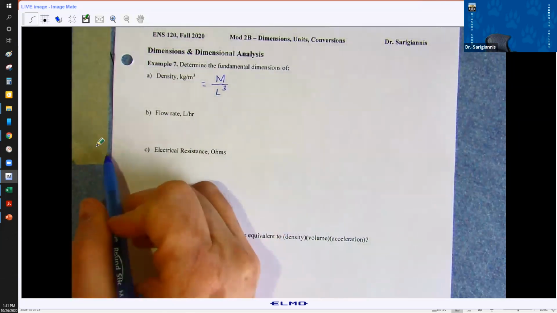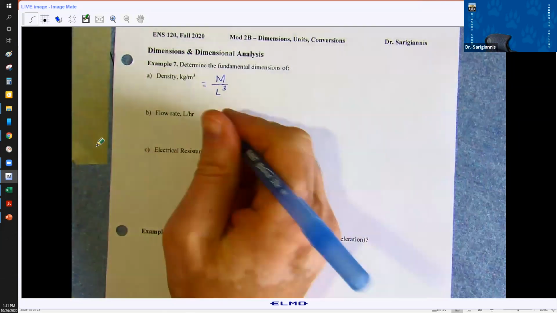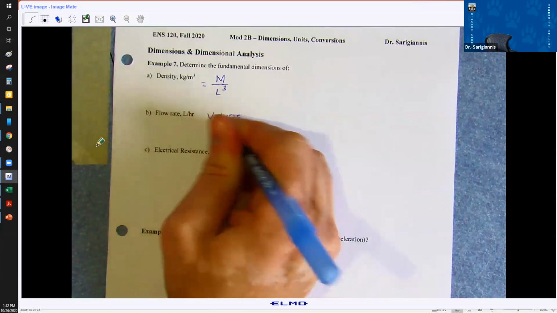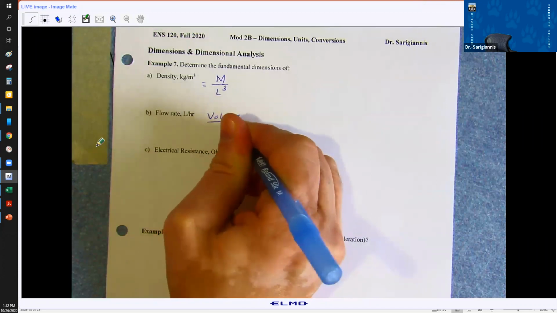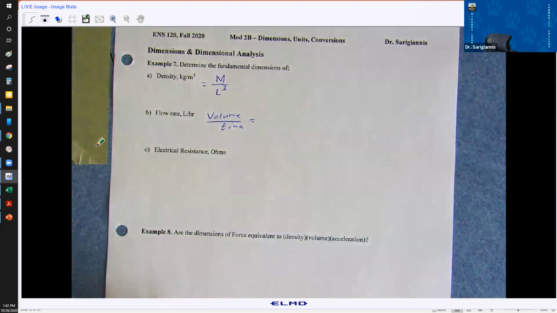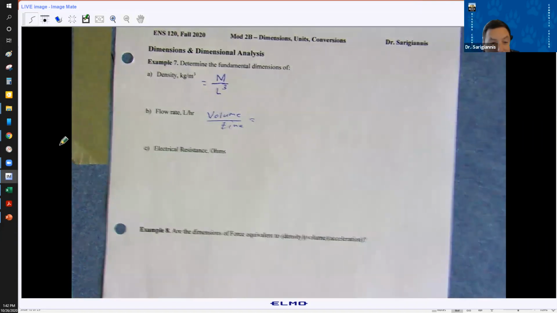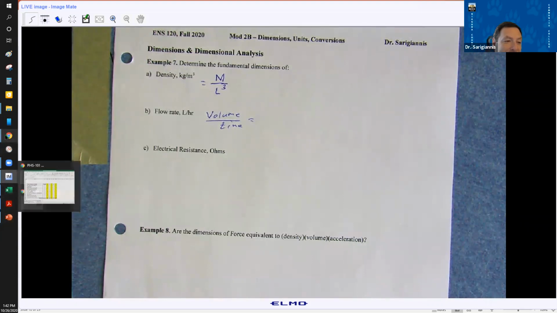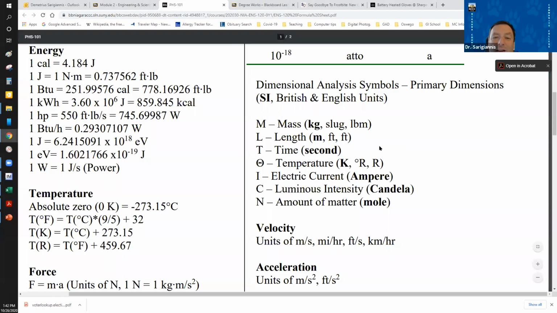Flow rate. In this case, I've got units of liters per hour. Well, liters is a volume, and hours is a time. So our dimensions, let's see. Well, volume doesn't have a dimension, right? Volume is not a basic primary dimension. Length is. Time does have a fundamental dimension, right?